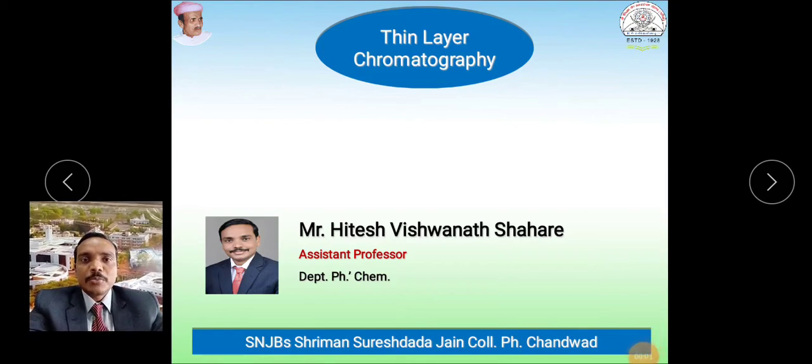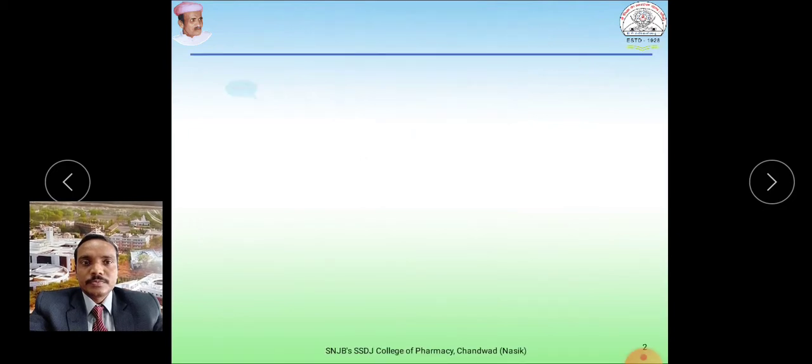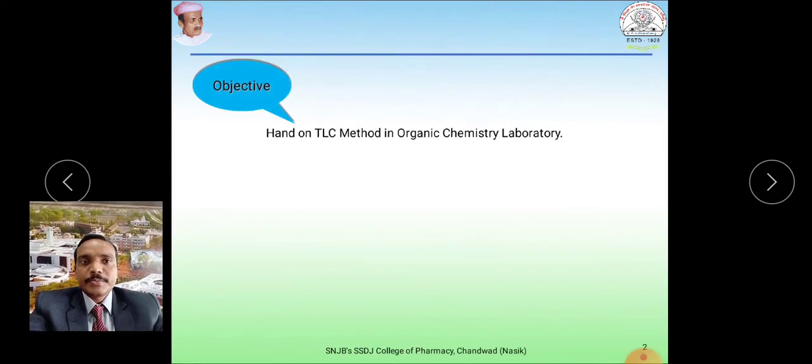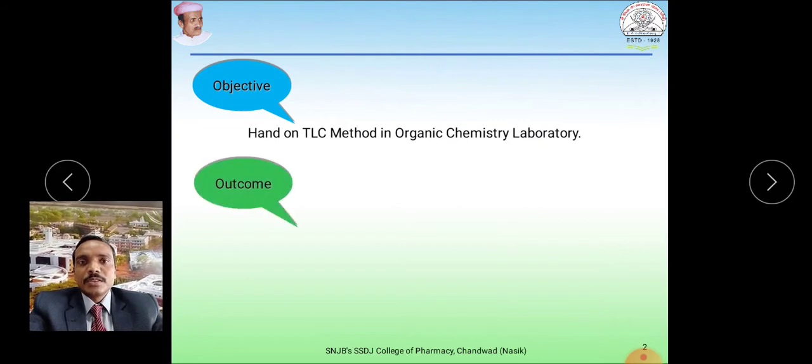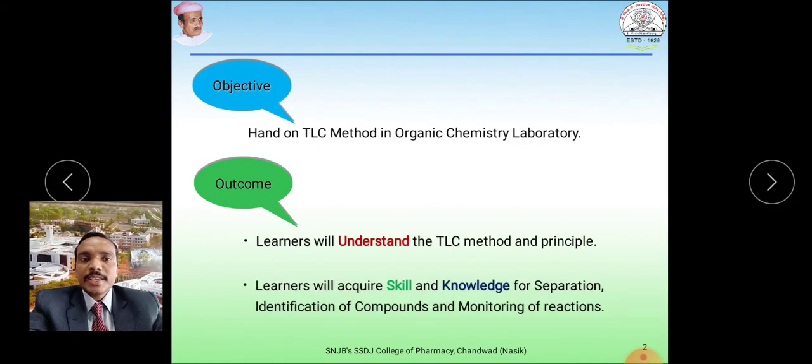In this session, I am going to discuss thin layer chromatography. The objective of the session is to get hands-on experience with the TLC method in an organic chemistry laboratory. By this session, the learners will be able to know about the TLC method and principle. The learners will acquire skill and knowledge for separation, for identification of compounds and monitoring of reaction in the laboratory.